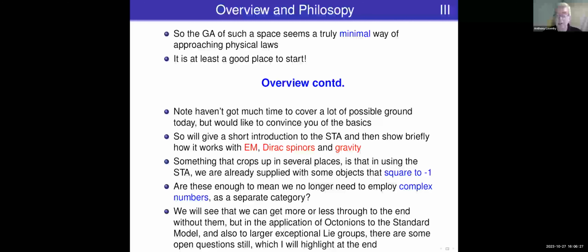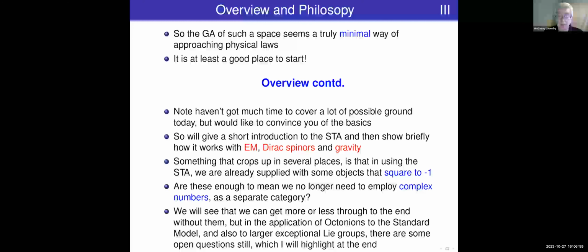And something that crops up in several places, a sort of sub-theme, is that using the STA, we're already supplied with objects that are square root of -1. Are these enough to mean we no longer need to employ complex numbers as a separate category? So in this approach, we are actually interested in preserving reality for as long as possible and see if we're going to be forced to bring in uninterpreted complex numbers. And we'll see that we can get more or less through to the end without them.